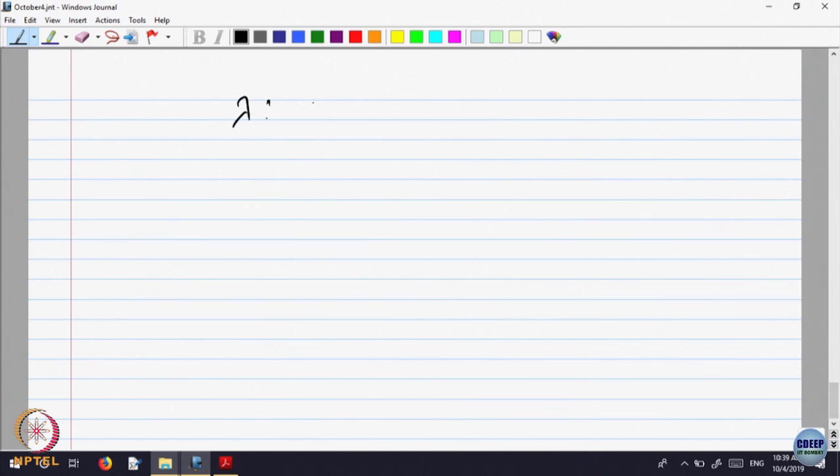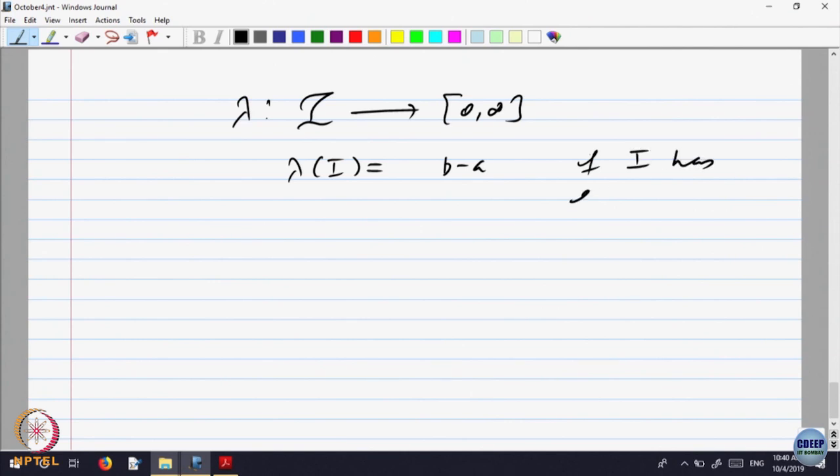So, length on the class of all intervals, taking values in 0 to infinity. The length of an interval I is defined as b minus a if I has endpoints a and b, otherwise you write it as plus infinity. If it is an unbounded interval, the length is defined as plus infinity. But this is something I can change, this notion of length.